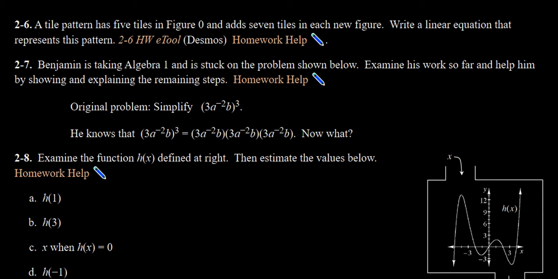We're going to look at the first homework assignment in Chapter 2. Question number 6 says, a tile pattern has 5 tiles in figure 0. That is kind of an important piece of information. So it starts out with 5 tiles in figure 0, and it adds 7 tiles every single time it grows up.